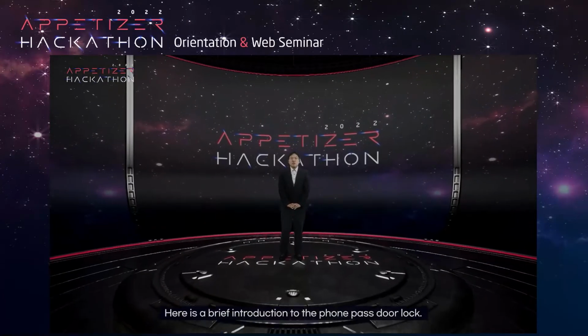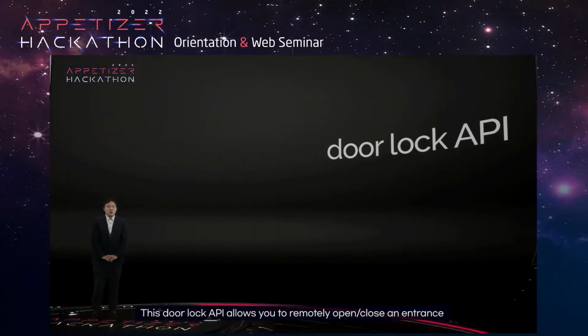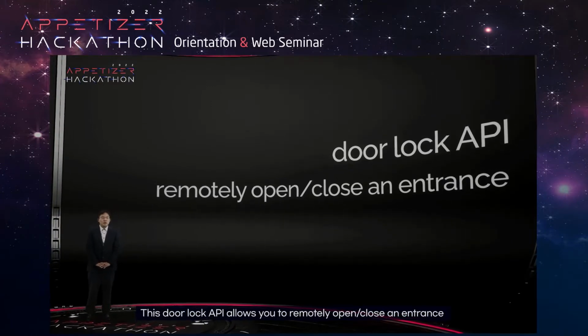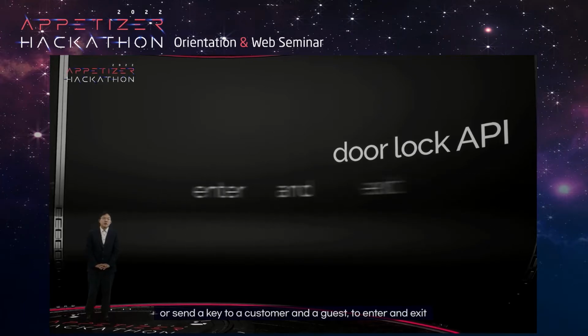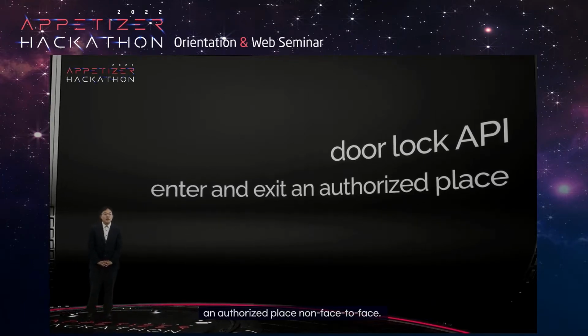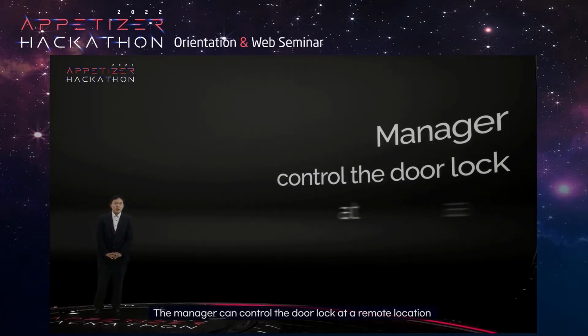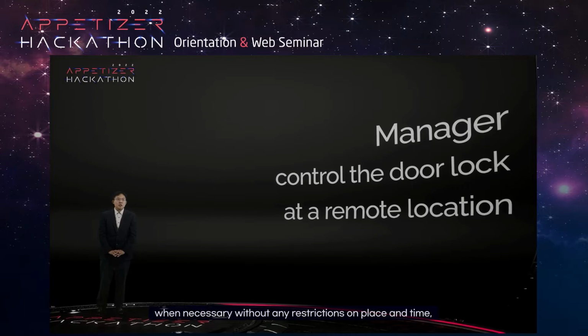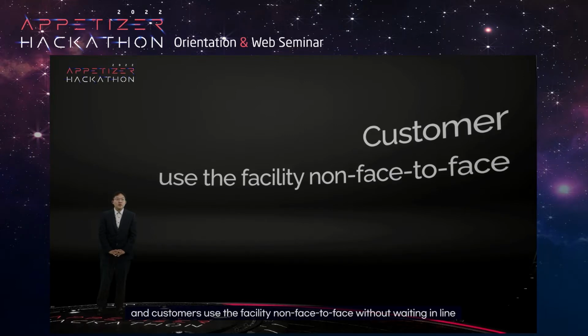Here is a brief introduction to the Phonepass door lock. This door lock API allows you to remotely open and close an entrance, or send the key to a customer and a guest to enter and exit an authorized place face-to-face. The manager can control the door lock at a remote location when necessary without any restrictions in place and time, and customers use the facility face-to-face without waiting in line or waiting, with a text key received in advance.